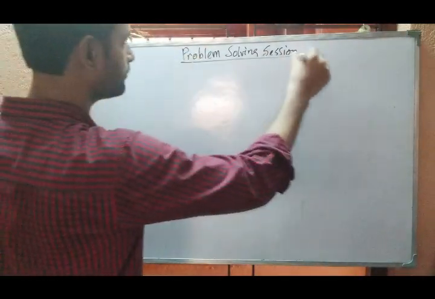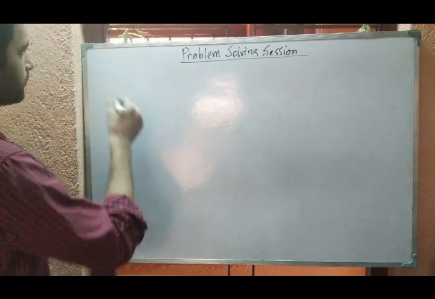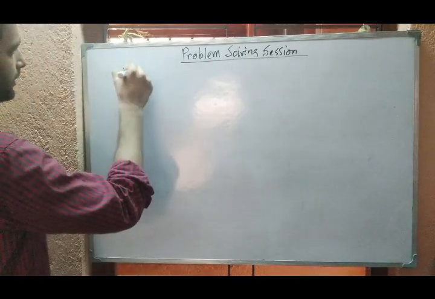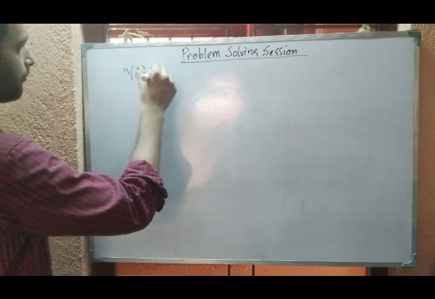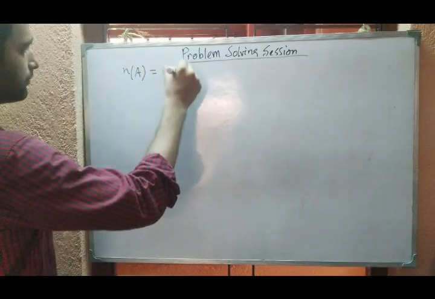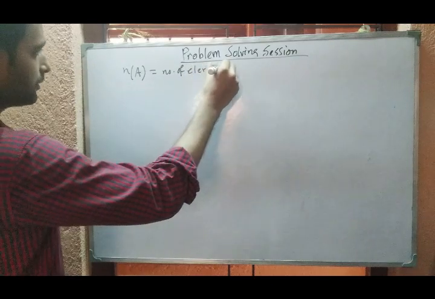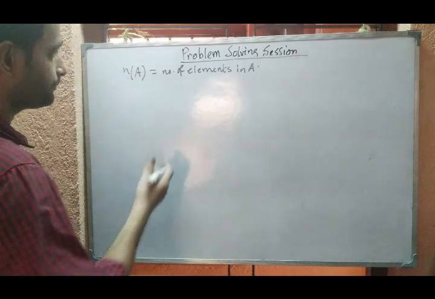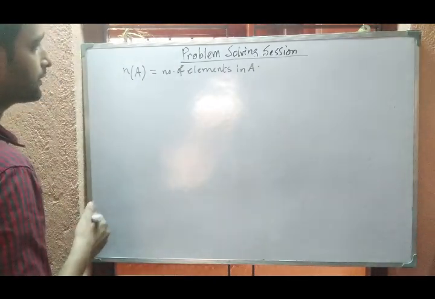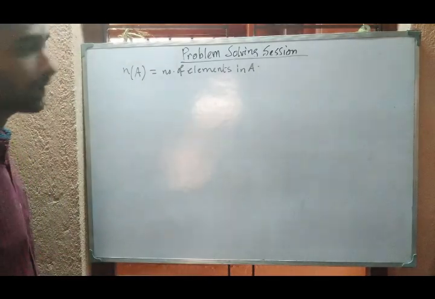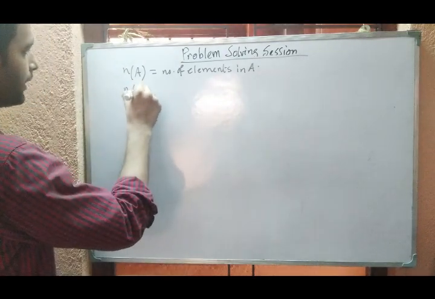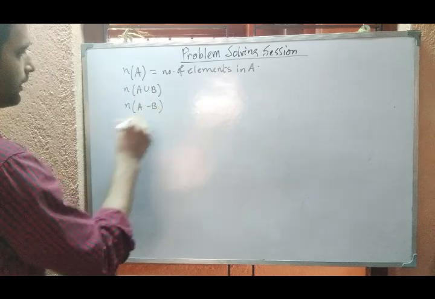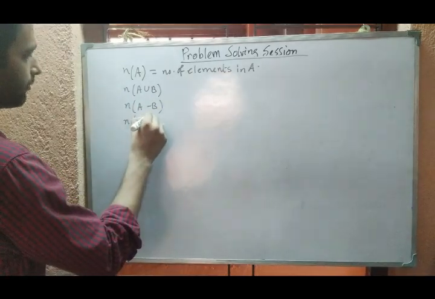Okay, so the next one is associated with the number of elements. Previously we have seen that for any finite set we denote n(A) as the number of elements in A. And also we have seen some formulas regarding this topic, that is n(A union B), n(A difference B), n(A complement). We have seen all this.